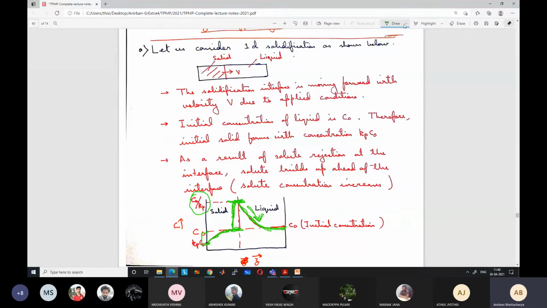So what happens to this amount? It goes into the liquid. As a result, it tries to increase the concentration of the liquid. But in the liquid also diffusion is happening. So at steady state, the amount of solute that is getting rejected, this amount of solute which is moving to the liquid, the same amount of solute is being diffused away to far away. That is how you reach steady state.